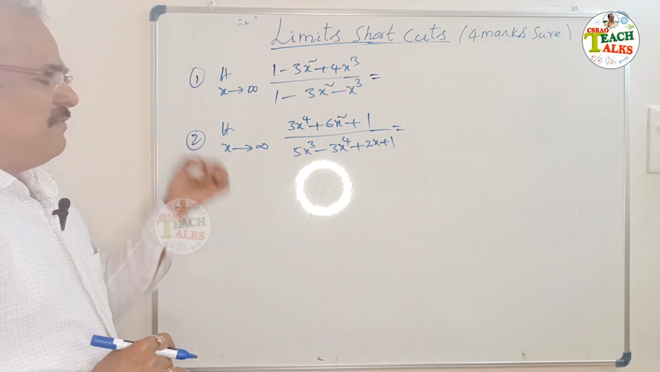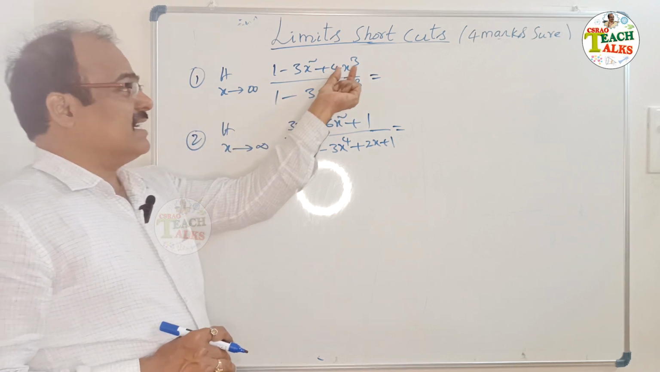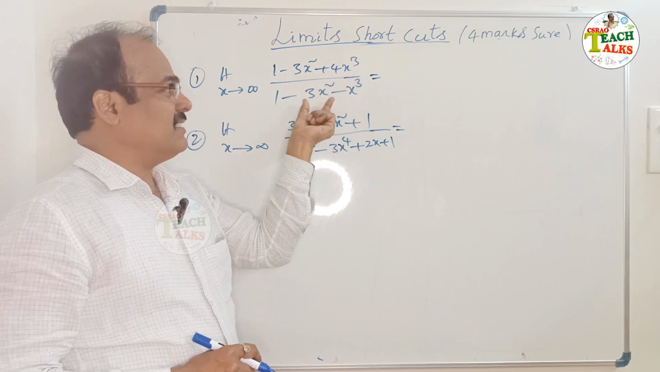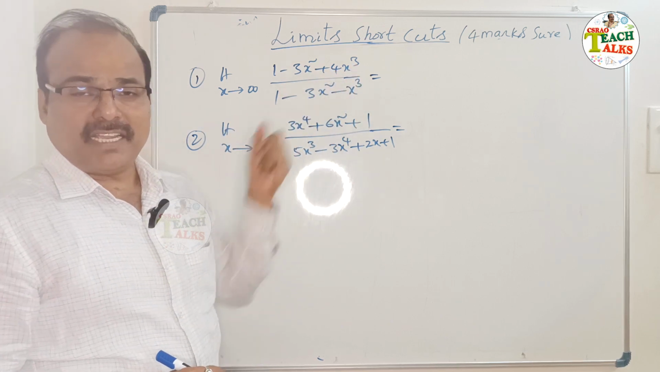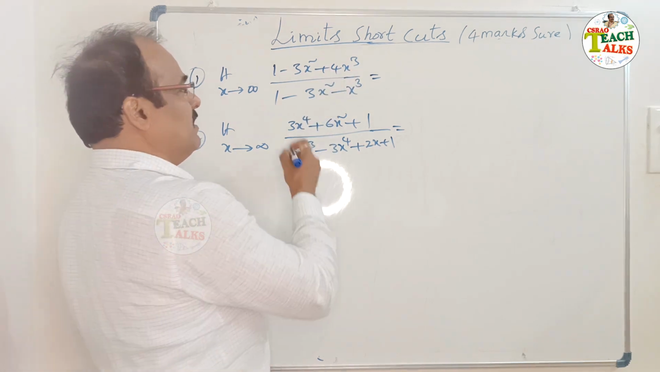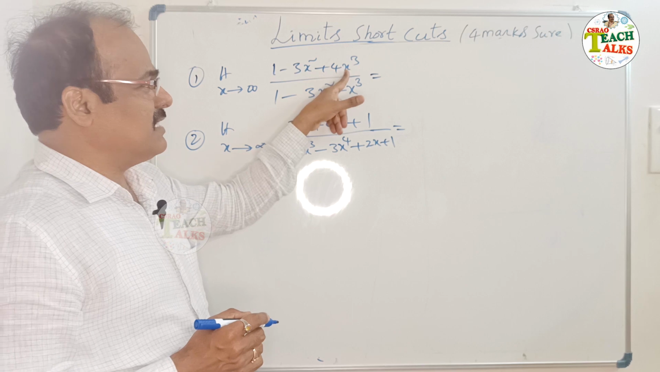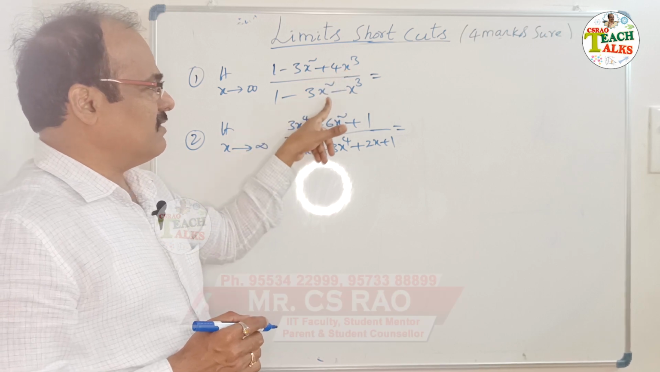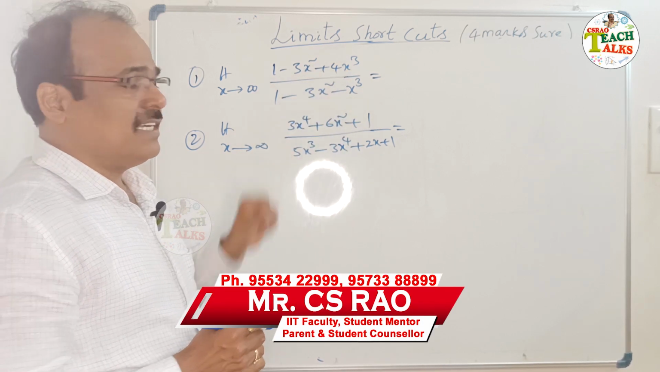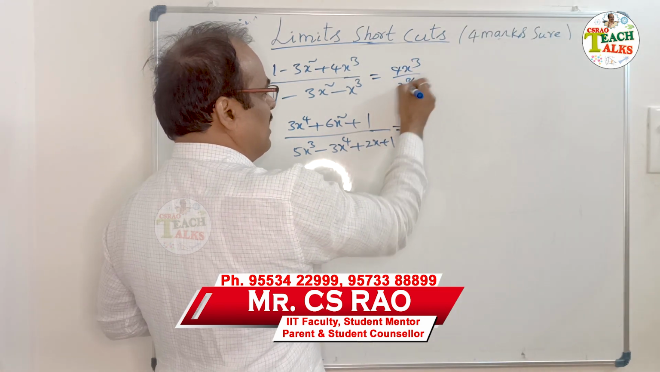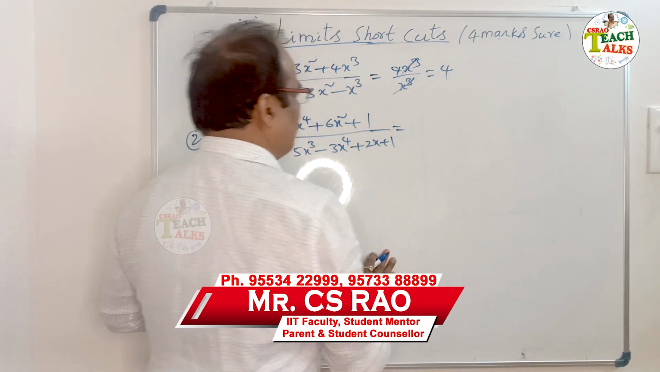See, very simple. What is the greatest term, the highest degree term in the numerator and the highest degree term in the denominator? You have to pick up the highest degree term in the numerator. This is the constant, this is the x square term, this is the x cube term. What is the highest degree term? 4x cube. 4x cube by x cube. X cube cancels. 4 is the answer.